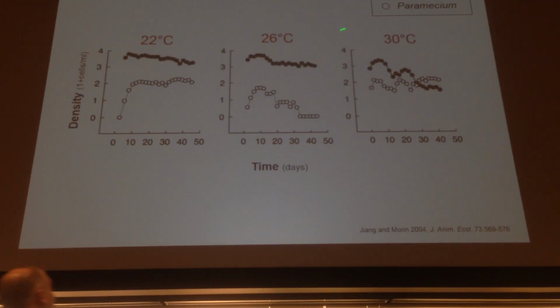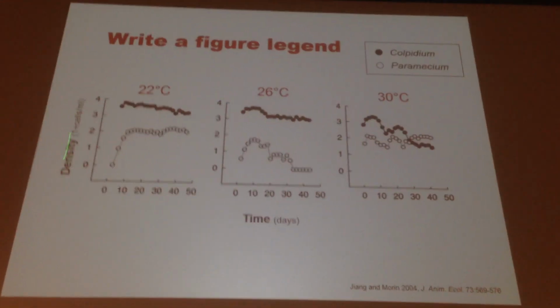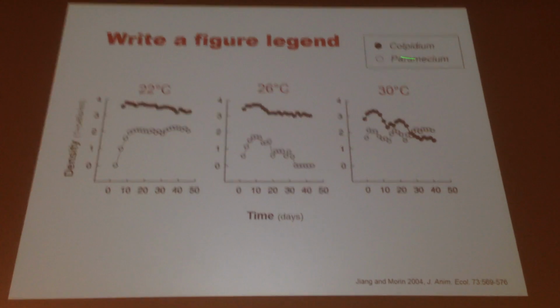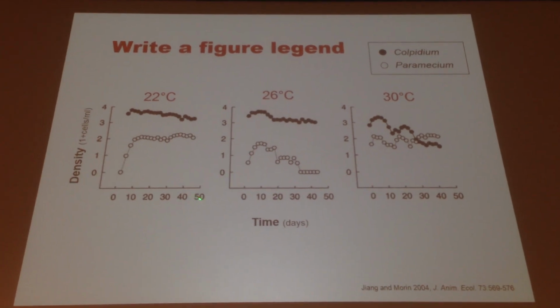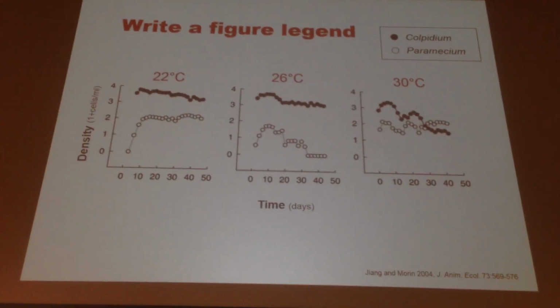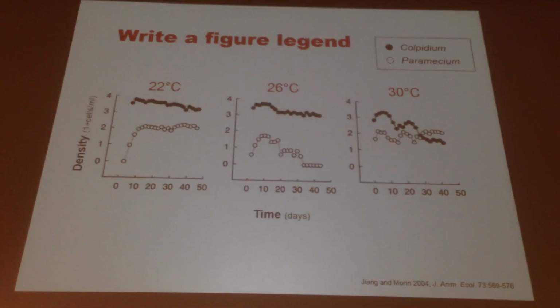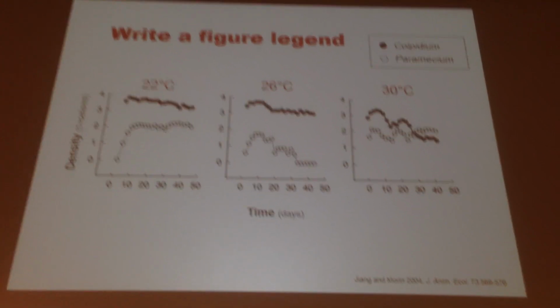I want you to write a figure legend. It was a competition experiment where they looked at the density of the populations of both species over time in days at 3 temperatures. So obviously 3 different treatments in the experiment. And TAs can walk around with me and troubleshoot figure legend writing.